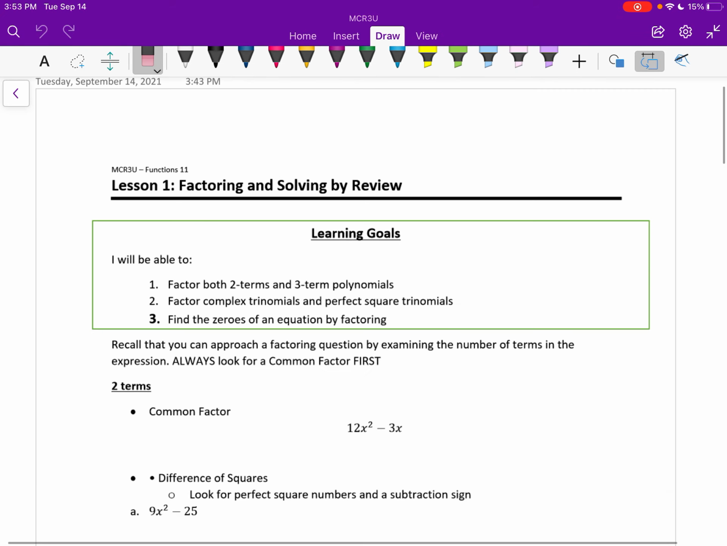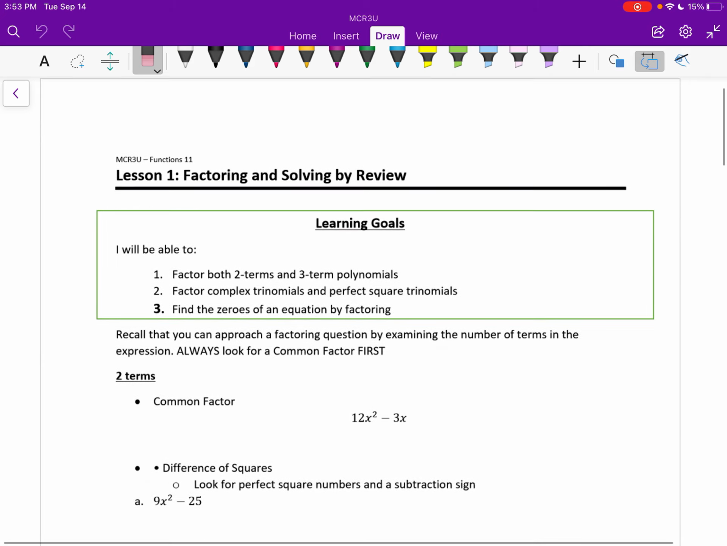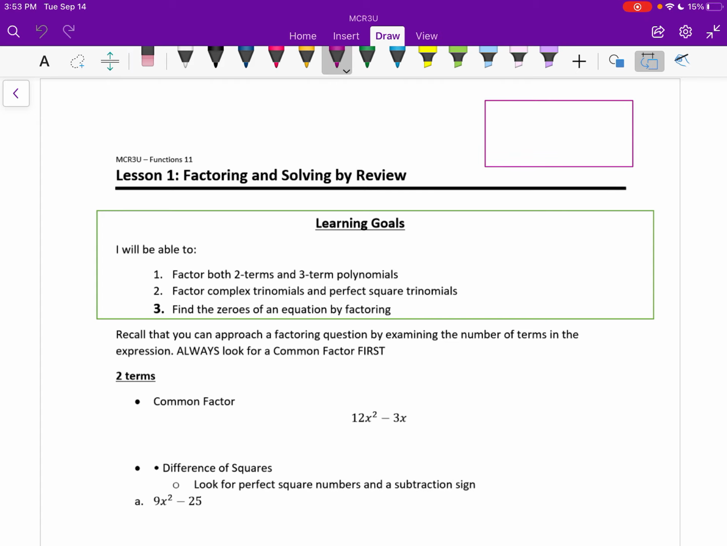Hi class, welcome back. We're going to be going through our lesson today that's called factoring and solving. By factoring, I should say solving by factoring. By the end of this lesson, just notice that because there's no box here, that means that you don't have homework for this lesson per se.